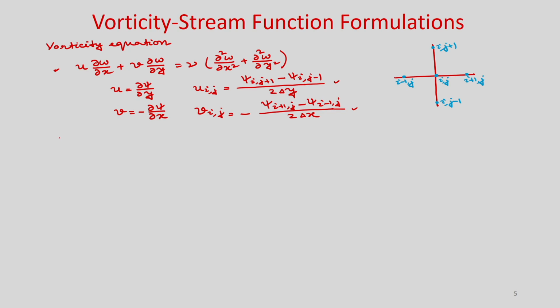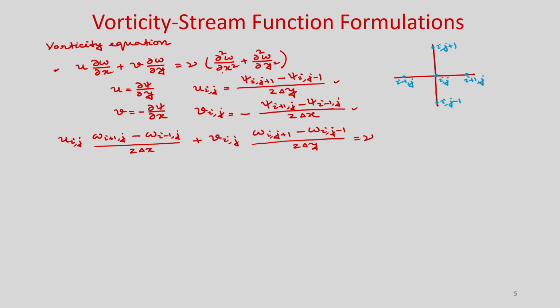So, you can write u i j del omega by del x: omega i plus 1 j minus omega i minus 1 j, central difference, divided by 2 delta x, plus v i j, then del omega by del y: omega i j plus 1 minus omega i j minus 1 divided by 2 delta y. Now, in the right hand side we have the second derivative.